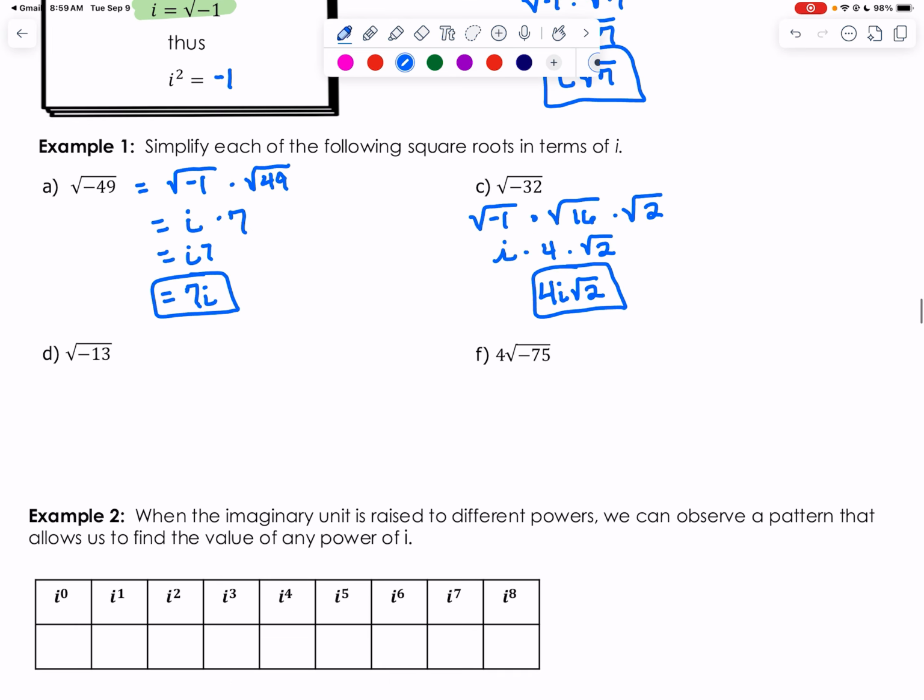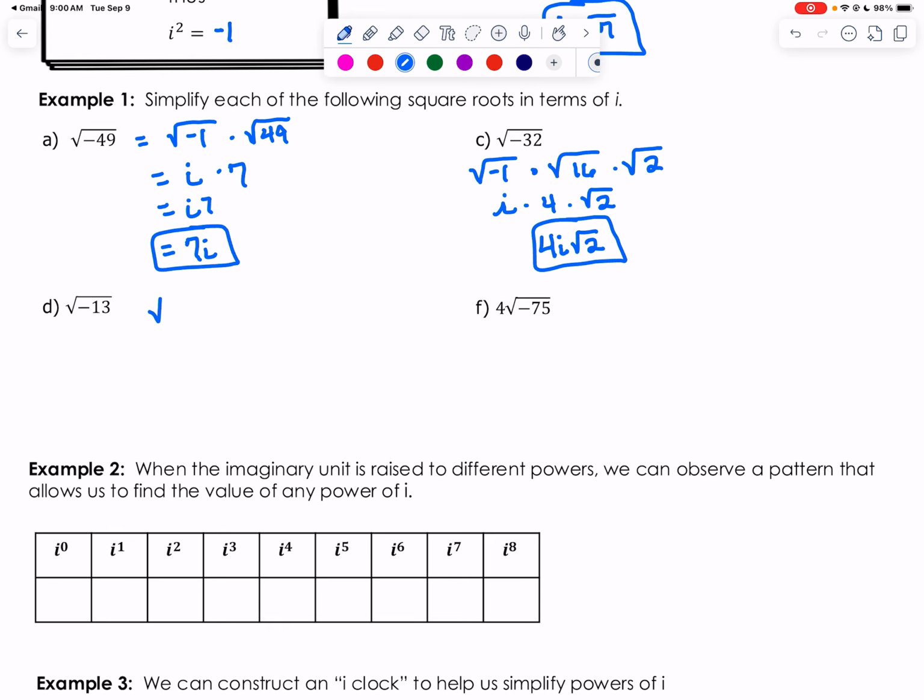All right, problem D. We have the square root of negative 13. So I'm going to rewrite this as square root of negative 1 times square root 13. The square root of negative 1 is equal to i, so this is i square root 13. So the simplified form would look like this. Now, you could also write it like this, square root 13, with the i at the back. I don't really like writing it that way because sometimes it looks like the i is under the square root, so I don't recommend writing it like that. I recommend putting the i in front of the square root symbol.